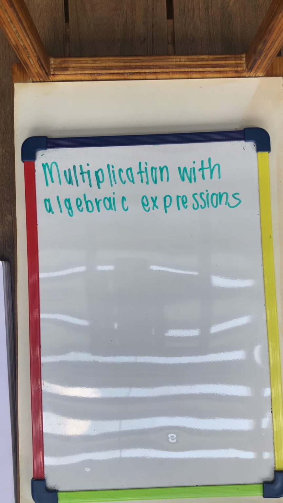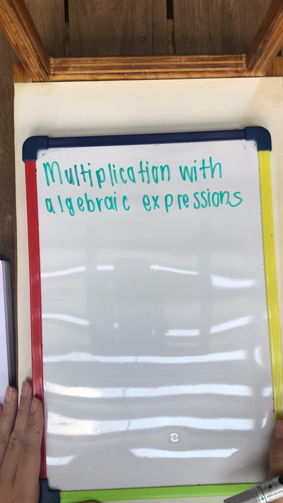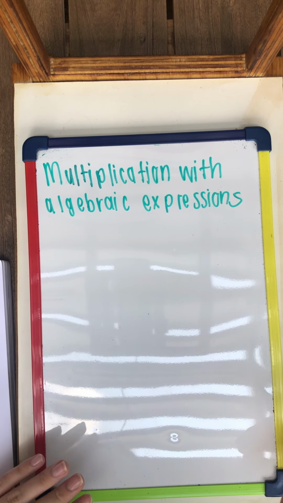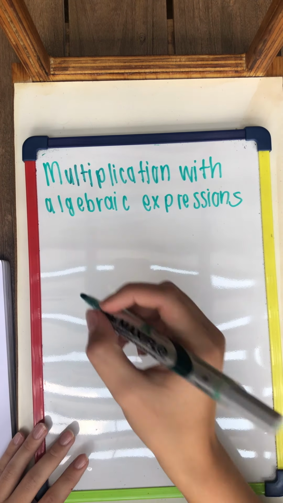Hello grade 8s, I'm going to go through some examples with multiplication of algebraic terms, okay? We studied this more in detail in chapter 9, but we're going to do some simplified versions, okay?